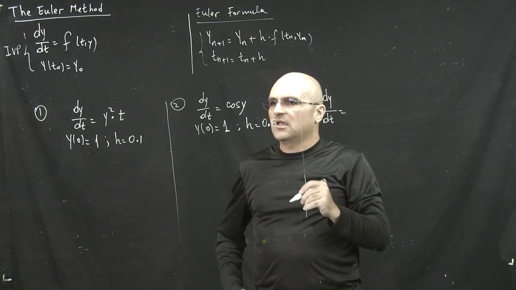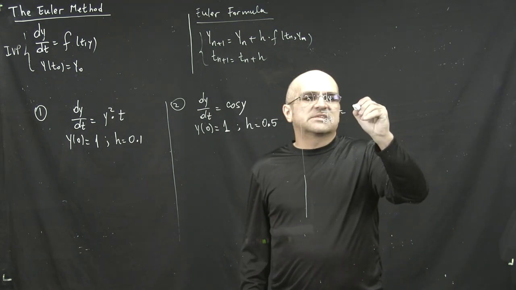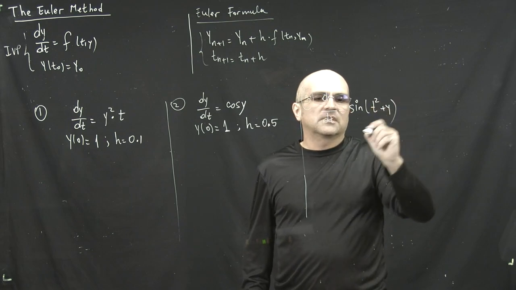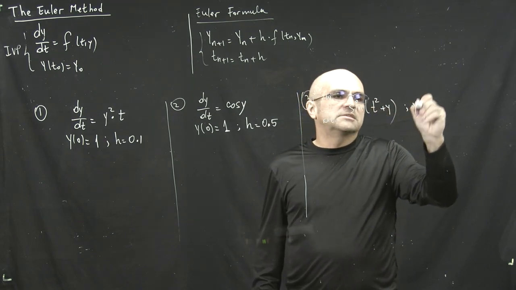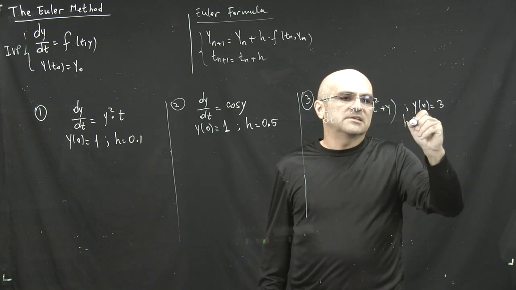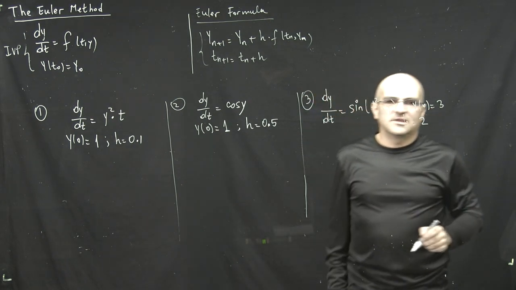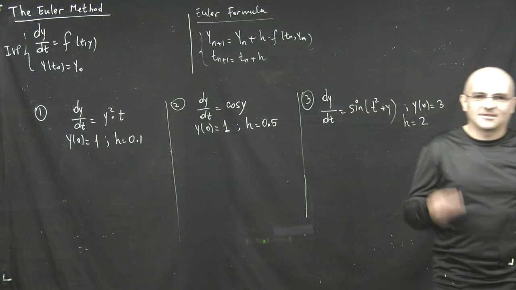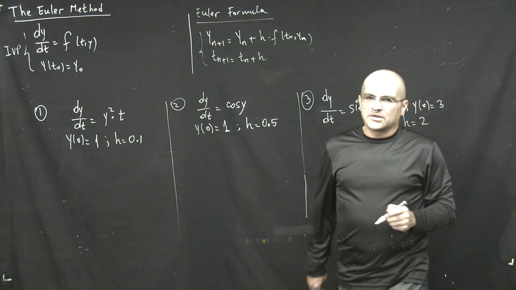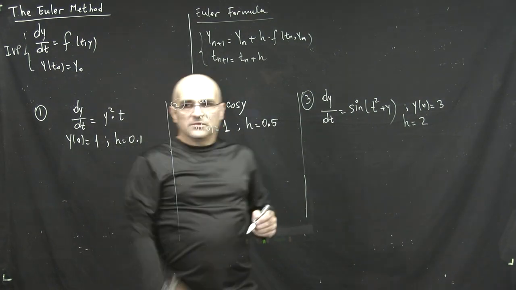And let's say dy/dt equals sine of t squared plus y, and y of 0 equals 3, and like I said, let's say the step size is 2, again, which is going to be an insane size actually. That'll give you a huge error of computation, but just to emphasize where each part comes into play when you write the Euler formula.